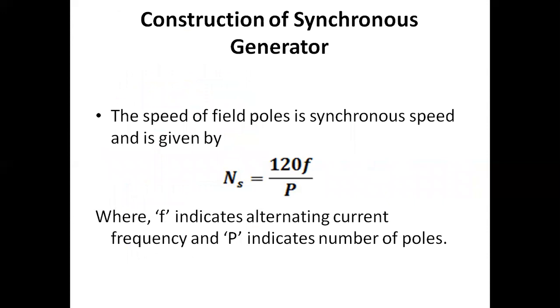The speed of the field poles is known as the synchronous speed, and it is given by Ns = 120 f / P, where f indicates the frequency of the alternating current and P indicates the number of poles. That is known to us.